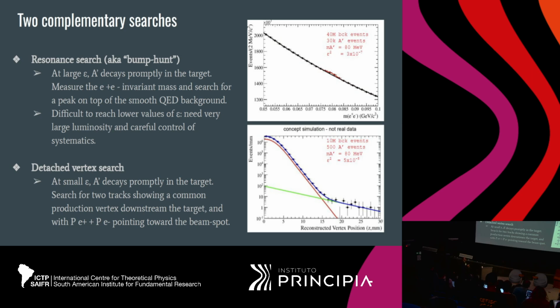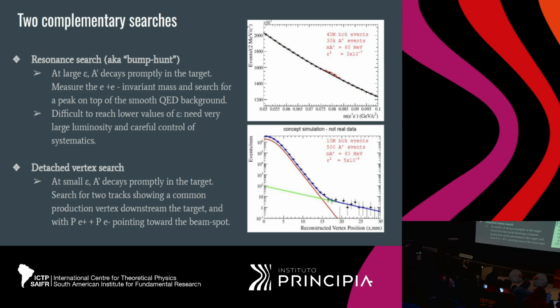To be sensitive to such a bump is very complicated, because you have to control all your backgrounds and the stability of the detector very well. So it is very difficult to achieve low epsilon values. We can say that the main discovery potential of HPS is the displaced vertex detection.